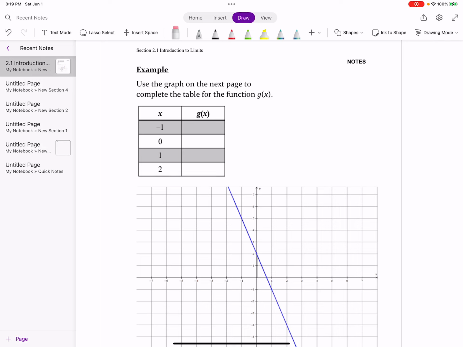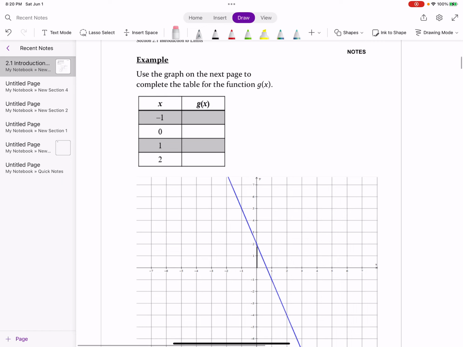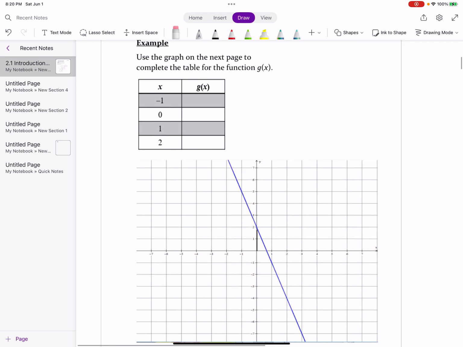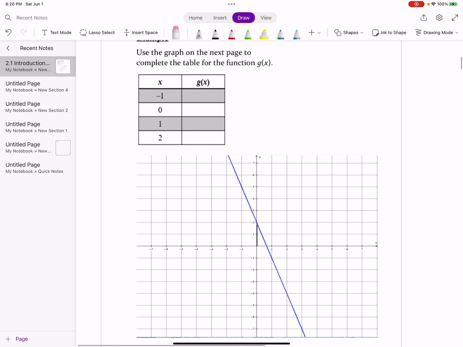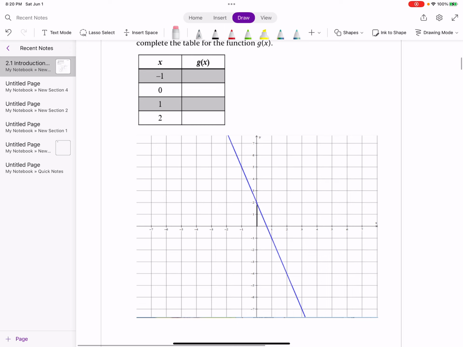All right, let us discuss the introduction to limits. Before we go to limits, let's see this graph as an example and what will be the values of g of x when x is negative 1, 0, 1, and 2. Let's see from the graph.